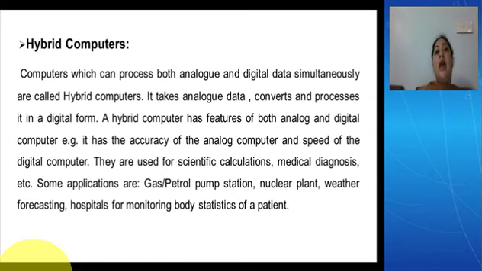A hybrid computer has features of both the analog and the digital computer. It has the accuracy of the analog computer and the speed of the digital computer. Hybrid computers are used for scientific calculations, medical diagnosis, and many other complex fields. Some applications are the gas or the petrol pump station, the nuclear plant, weather forecasting. It is used in hospitals for monitoring body statistics of a patient.